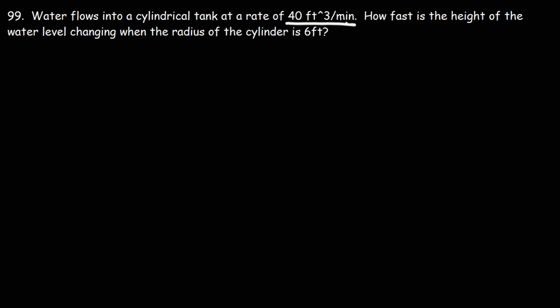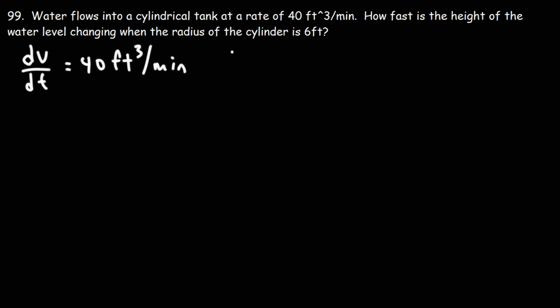40 cubic feet per minute, what does that represent? Cubic feet is a unit of volume. Volume is cubic feet, cubic inches, cubic yards. So that's the volume flow rate. That's going to be dV/dt. That's the rate at which water flows into the cylindrical tank.